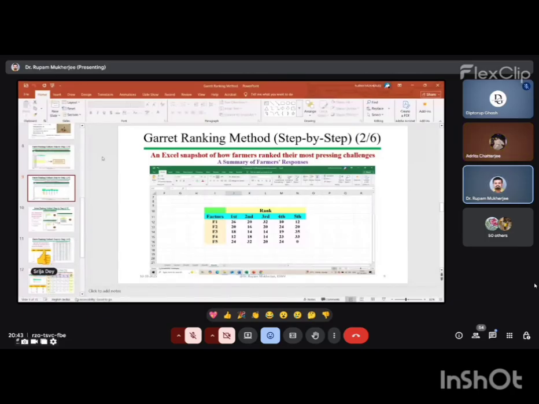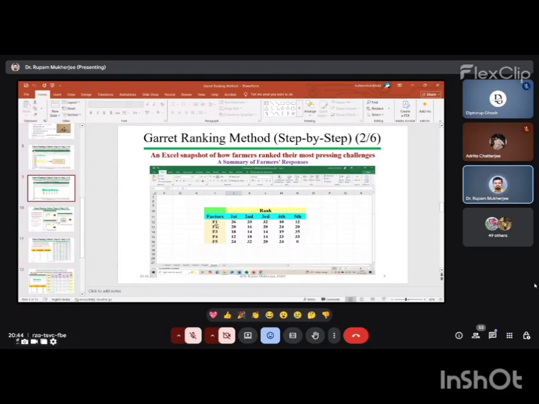Yes, sir. Everybody can see it? Okay, now you see, I have mentioned the factors. The factors are F1, F2, F3, F4, and F5. And I have given the ranks: first rank, second rank, third rank, fourth rank, and fifth rank. You just follow my cursor. I think you can see it.